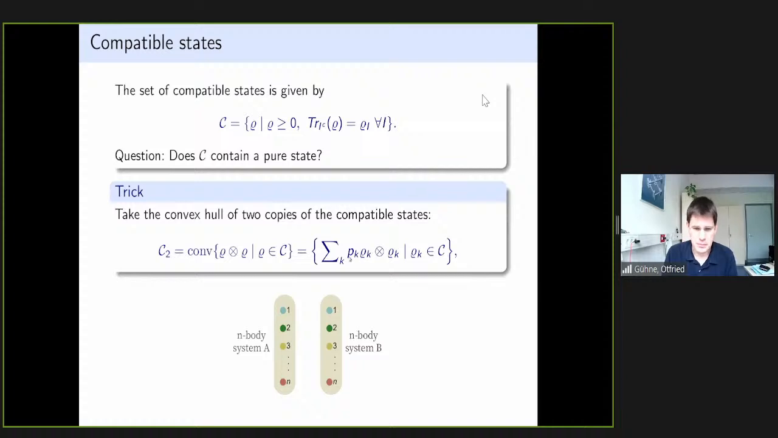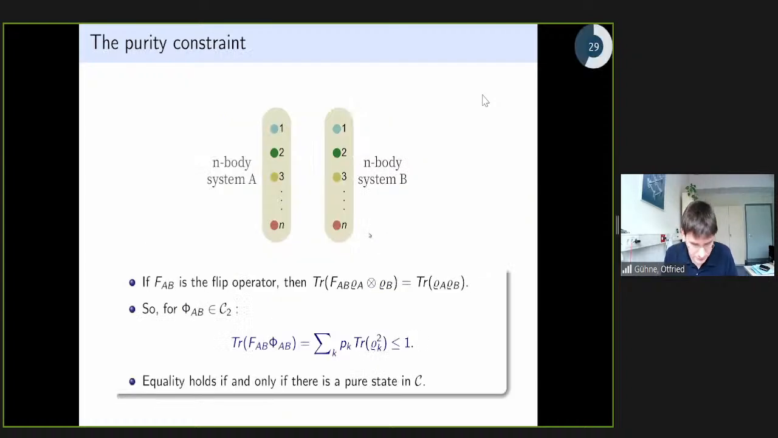Obviously, all these states are separable, by definition, because this is a separable state. So this is not a problem. But the point is that in this set, I can more easily check for the existence of pure states. How do I do that? There's a famous trick with the flip operator, a standard trick that appears out of the blue in several instances. If you take the flip operator with rho A tensor rho B, then it's just the trace of rho A times rho B. This trick has been used many times, so in some sense it is not so new. But what does it mean?